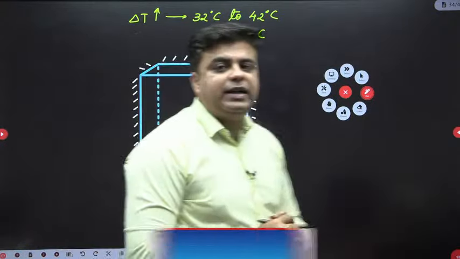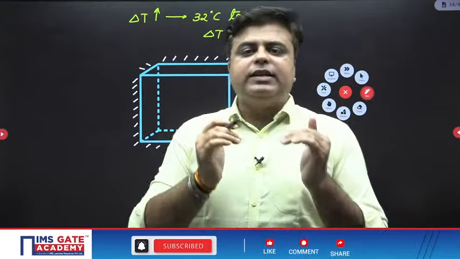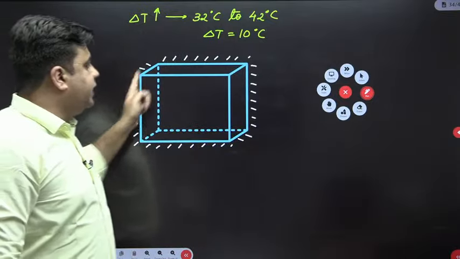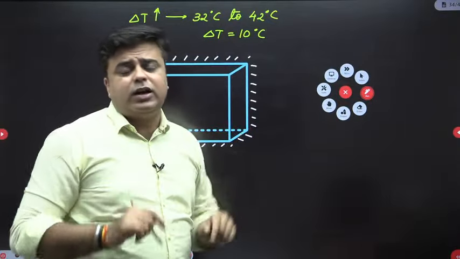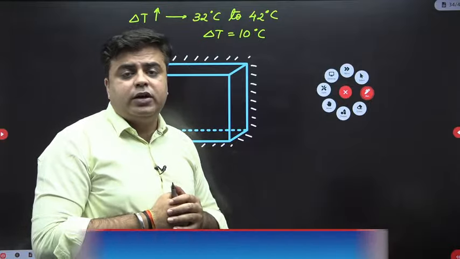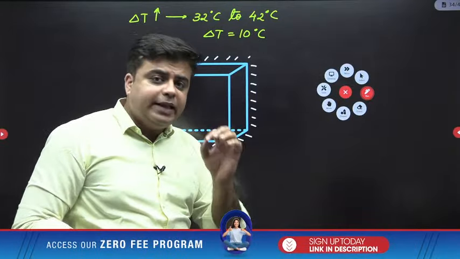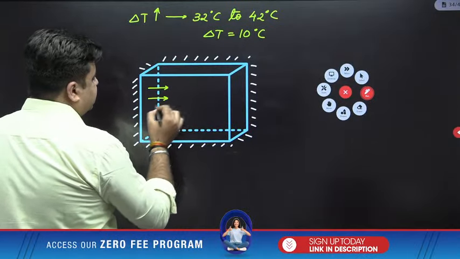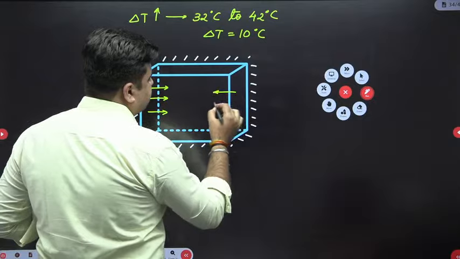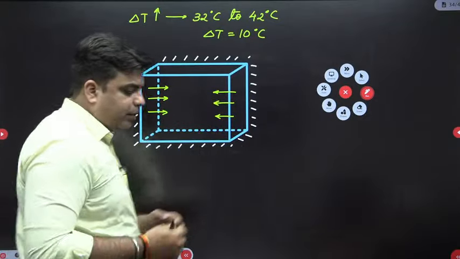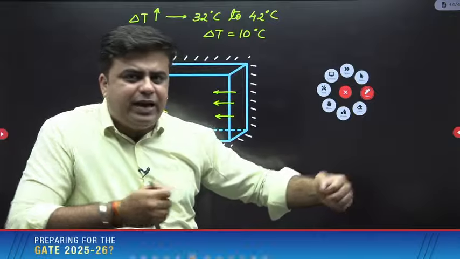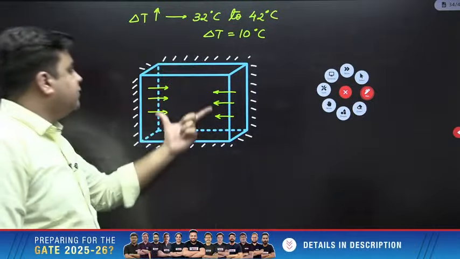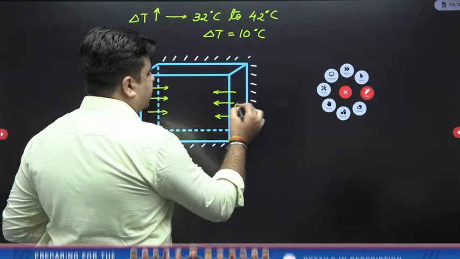What will happen in this 10 degrees Celsius? Due to the increase in temperature, the body is trying to expand itself. But the supports or restraints in all 3 directions are not allowing the body to undergo free expansion. Due to which, in all 3 directions, there will be development of thermal stresses. Along the X direction, there will be compressive thermal stresses. Why compressive, sir? Because with increase in temperature, the body is trying to expand, but the support is trying to compress the body, not allowing free expansion. That is why compressive thermal stresses are developed along the X direction.